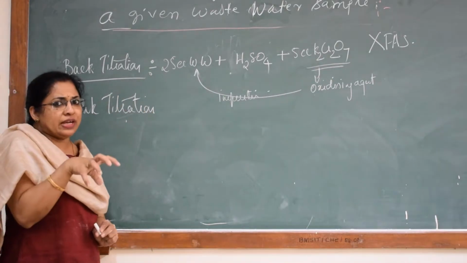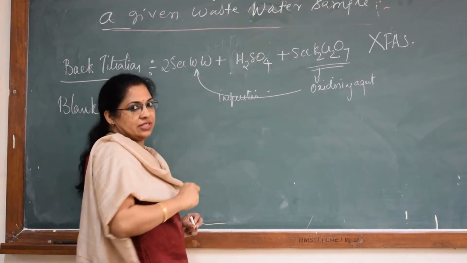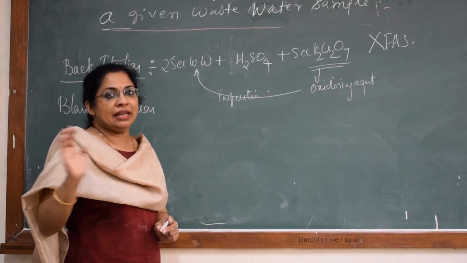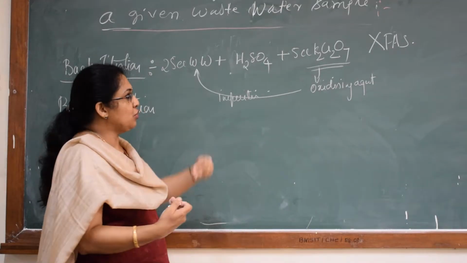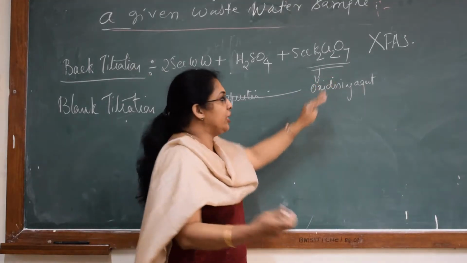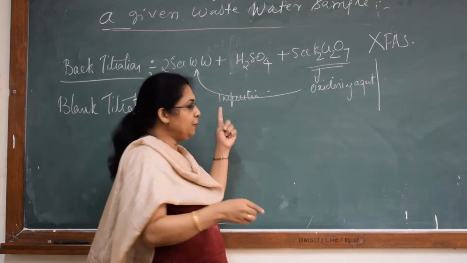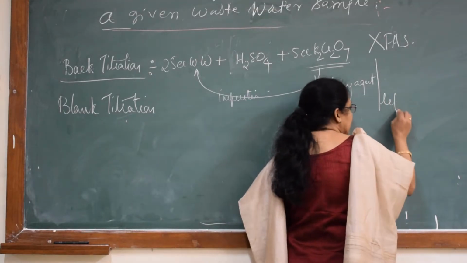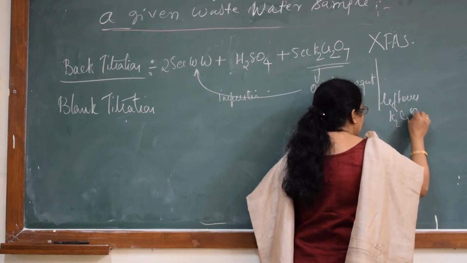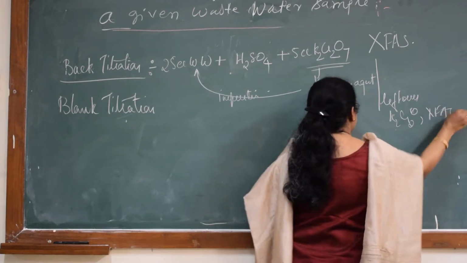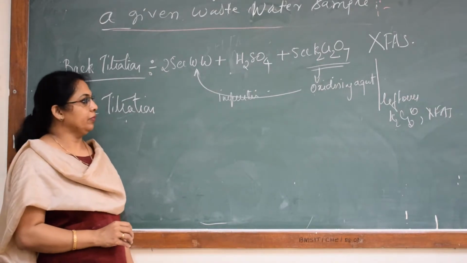That means out of 5 cc, some amount will be utilized to oxidize waste. So some amount will remain as such. And here we are going to do the titration of the leftover K2Cr2O7. Whatever is left over, some amount will react with your wastewater and some amount will be left over. So this leftover K2Cr2O7 reacts with FAS. Clear?